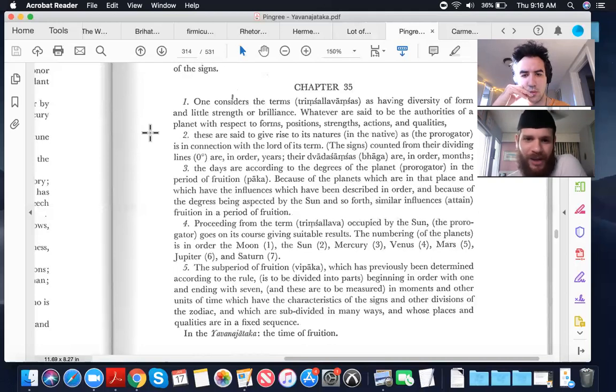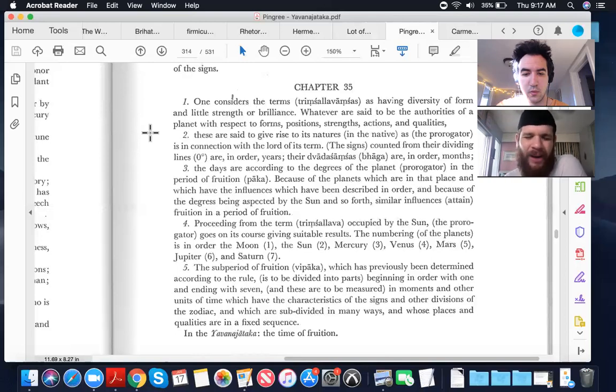Their Dwara Samshas, for some reason we're talking here about Dwara Samshas suddenly, are in order months, right? The days are according to the degrees of the planets, prorogator in the period of fruition, Paka, because of the planets which are in the place and which have the influences which have been described in order, and because of the degrees being aspected by the sun and so forth, similar influences attain fruition in a period of fruition. Proceeding from the term Trimsalava, occupied by the sun, the prorogator goes on its course, giving suitable results. The numbering of the planets is in order: Moon, Sun, Mercury, Venus, Mars, Jupiter, and Saturn.